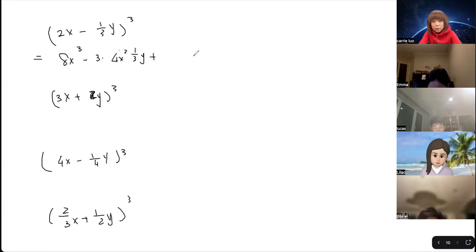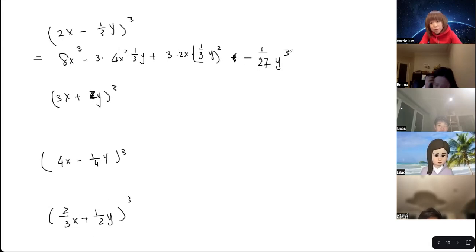So plus 3 times 2x times (1 over 3y) squared. Oh okay, yeah. And then minus (1 over 3y) cubed, which is 1 over 27y cubed. Lucas, what's wrong with you? Okay, this is the first question. I can't do fractions. Why? I don't know.